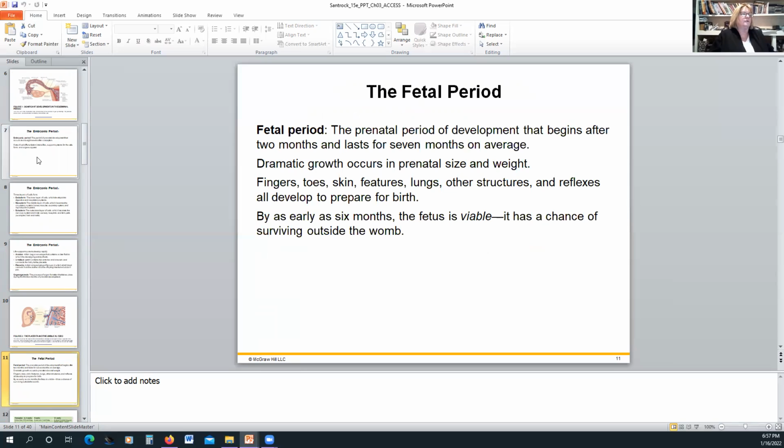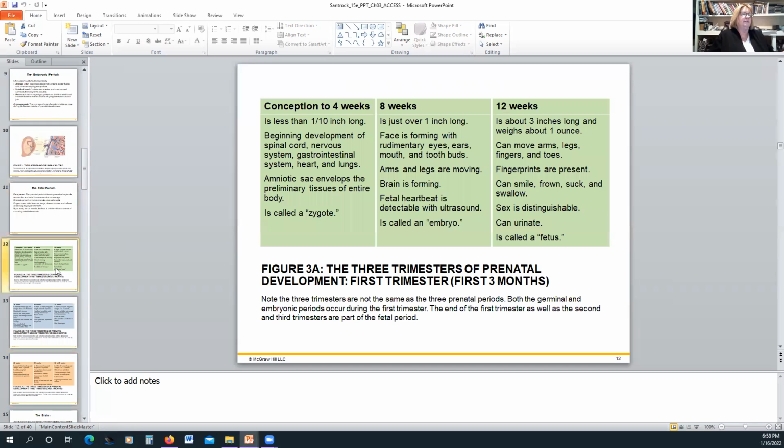Those, germinal, embryonic, and fetal, are stages of prenatal development. They are different than looking at the trimesters of pregnancy. The germinal, embryonic, and fetal periods talk about the specific development of the developing fetus. The trimesters are looking at the whole pregnancy.